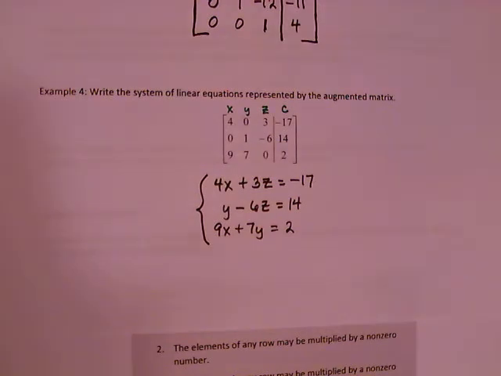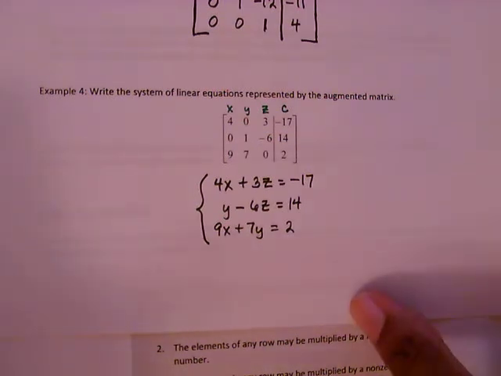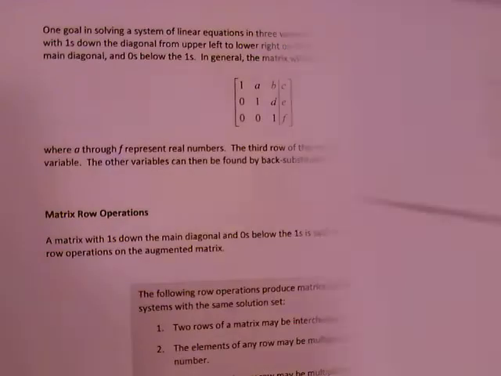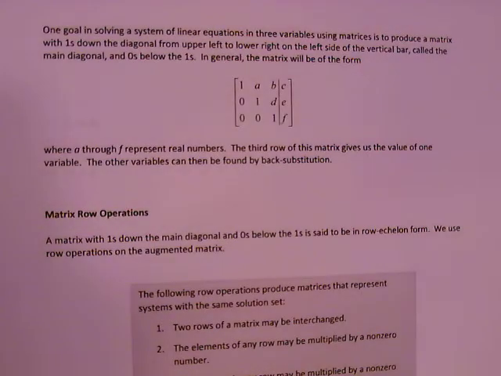So that's how you convert from an augmented matrix to a system of linear equations. All right, next we'll talk about this right here. One goal in solving a system of linear equations in 3 variables using matrices is to produce a matrix with ones down the diagonal from the upper left to the lower right on the left side of the vertical bar, and that's called the main diagonal, and zeros below the ones.